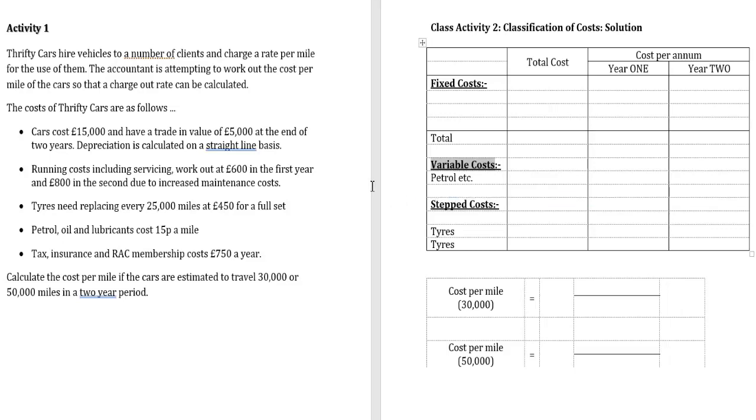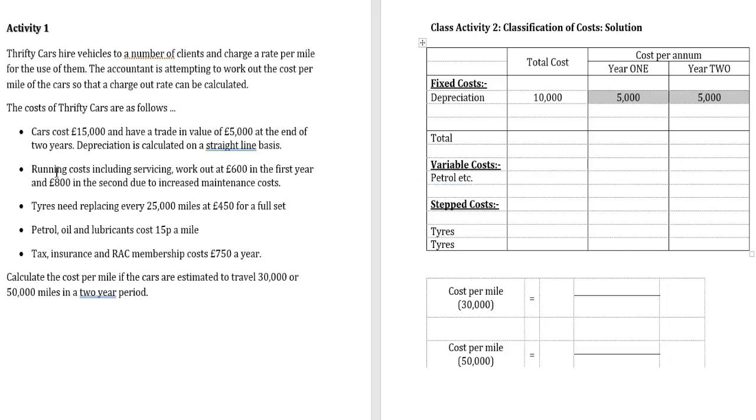So let's go one by one. First, cars cost £15,000 and they have a trade in value. As I mentioned, this is depreciation. We calculated it as 15,000 minus 5,000 divided by 2, so this is equal to £5,000 a year. In 2 years, in total, this will be £10,000. This, of course, will not change as a response to change in miles. So in that case, I will consider depreciation here as fixed cost. This is, as I mentioned, 5,000 in year 1 and 5,000 in year 2.